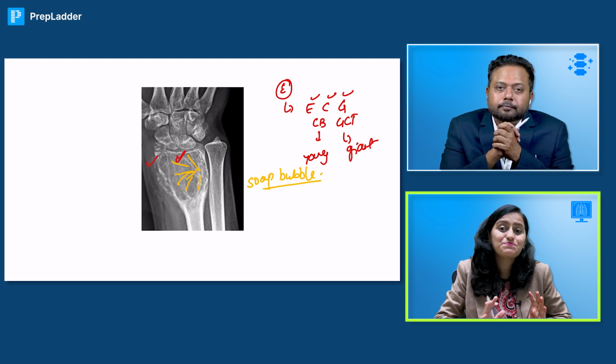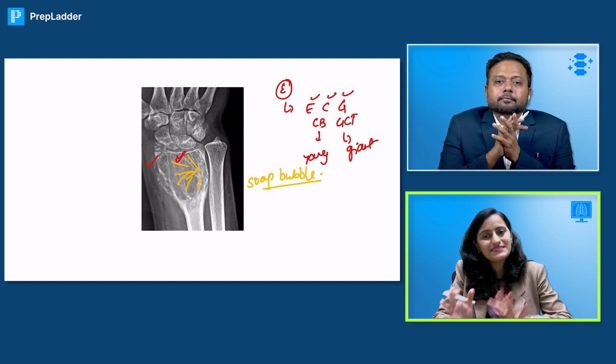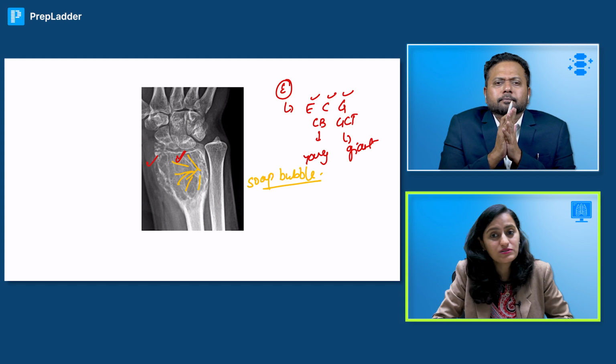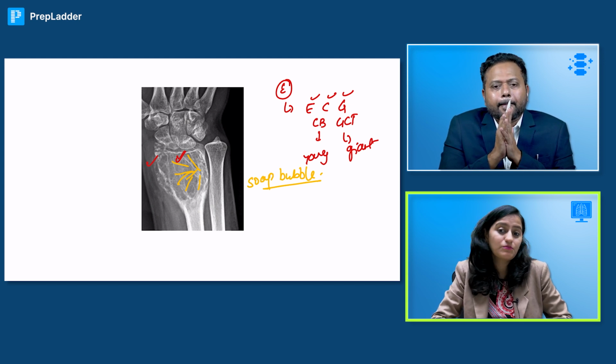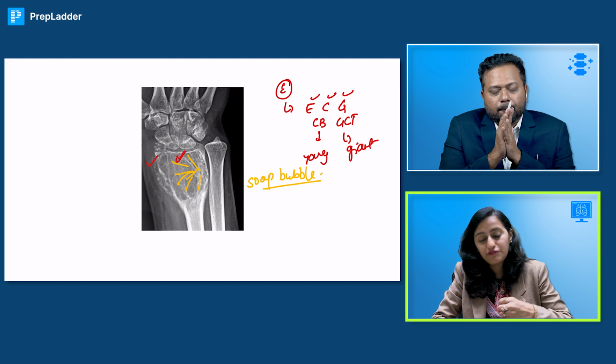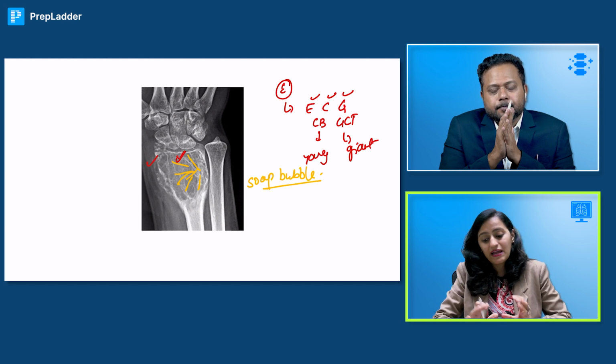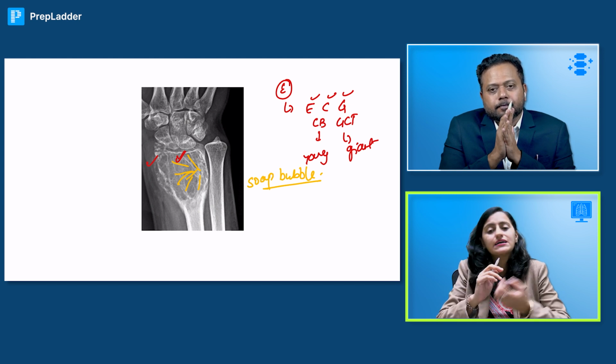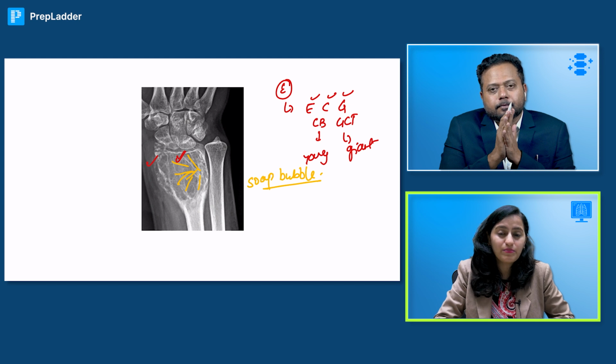And remember, this is not specific for giant cell tumor. A very similar tumor, that is aneurysmal bone cyst, also can give a soap bubble appearance. We'll discuss that ahead. How do you differentiate giant cell tumor from aneurysmal bone cyst? And remember, for giant cell tumor, the wrist radius is a very, very common site.